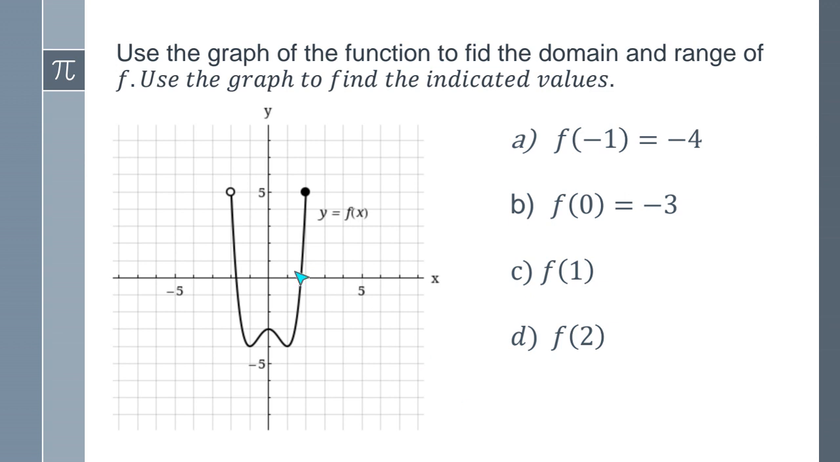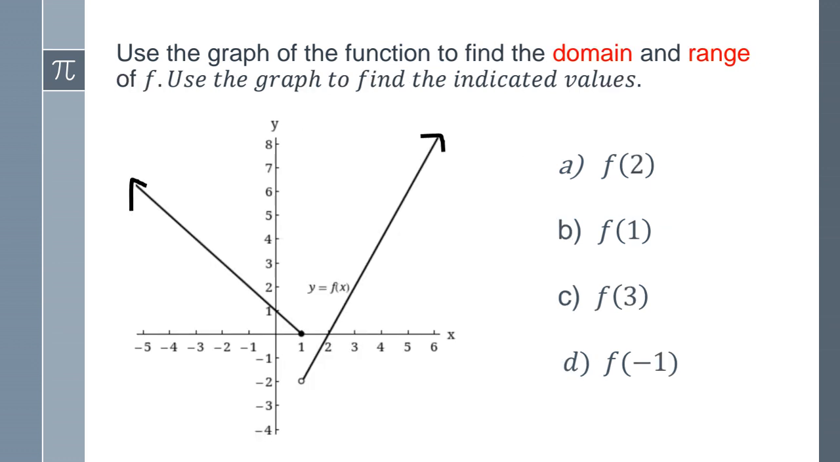So my answer would be -3. And then for x equals 1, if I go down, I end up at -4 again. And then for f of 2, if I go up, then we're going to end up at 5. Okay. And so that's how we would evaluate the graph for those indicated values.